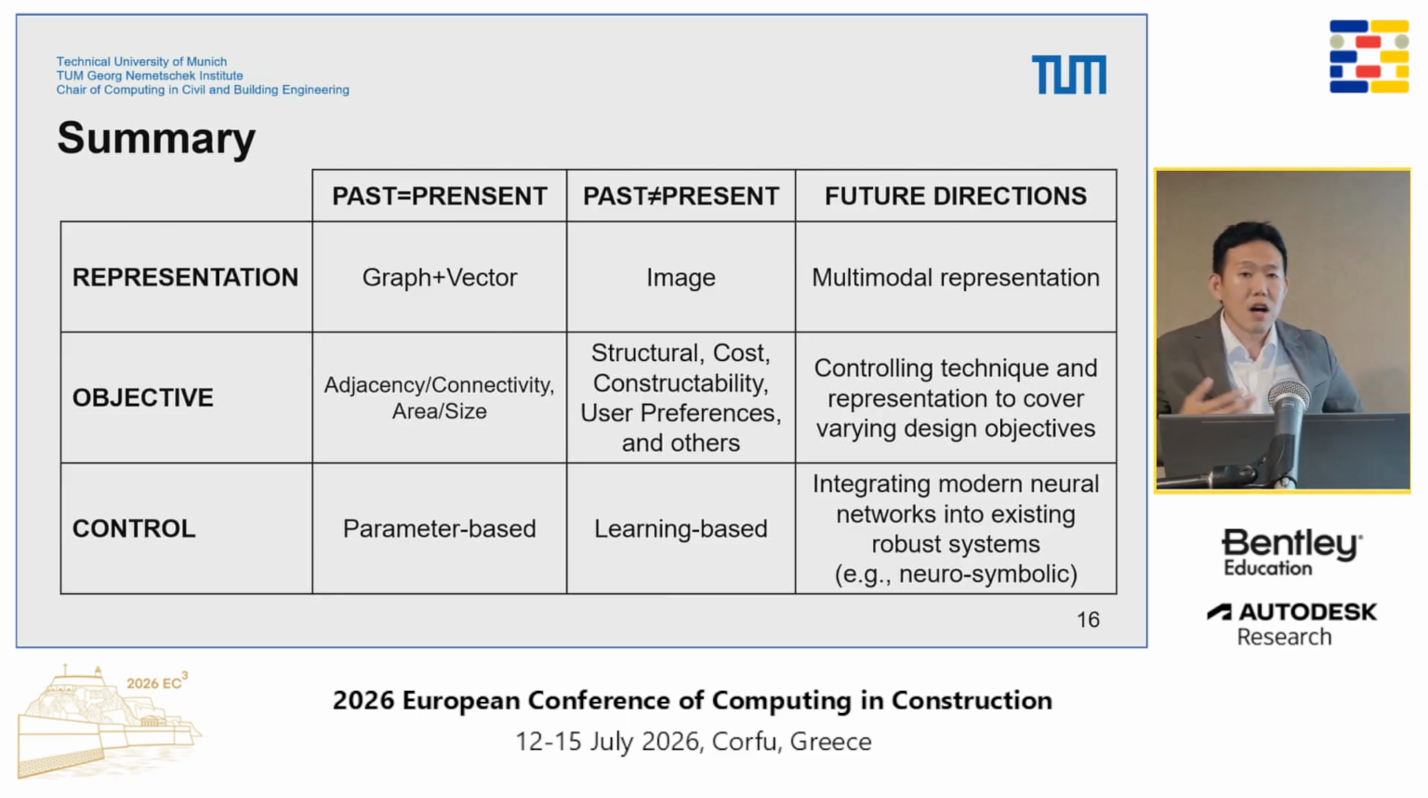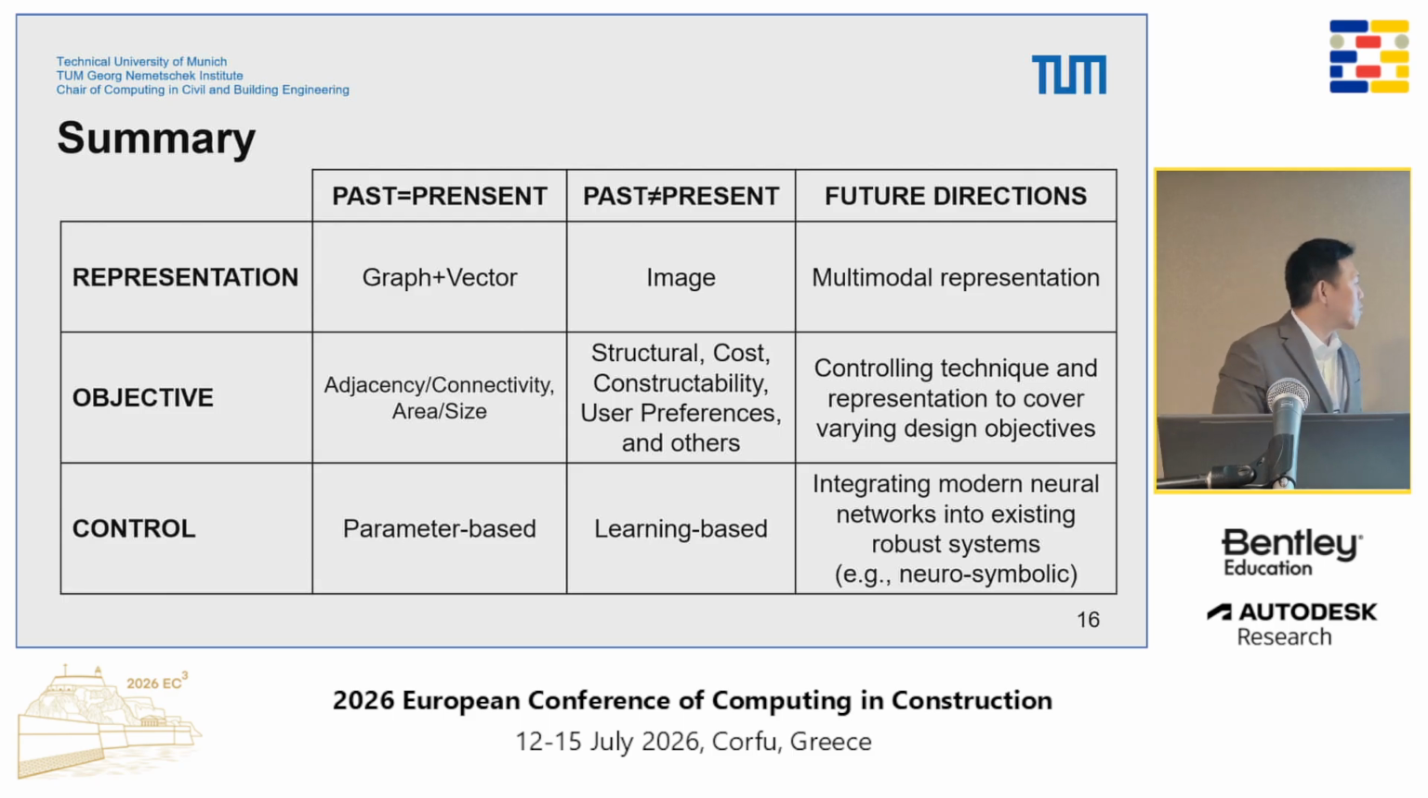To summarize, I see representation, throughout the period, graph and vector, which are robust representations, have been important. Now we have the emerging image-based representation, not only image, but more like a pattern that we can learn using learning-based methods. And now I believe the future direction lies in multimodal representation of the layout, because depending on the representation, what we could understand out of the design also changes, right?